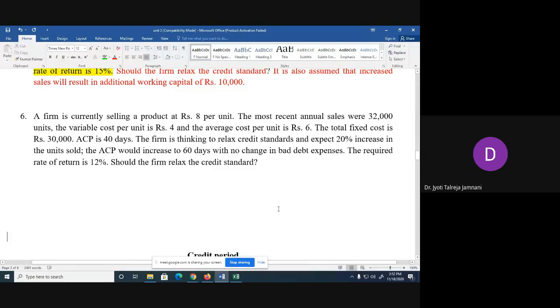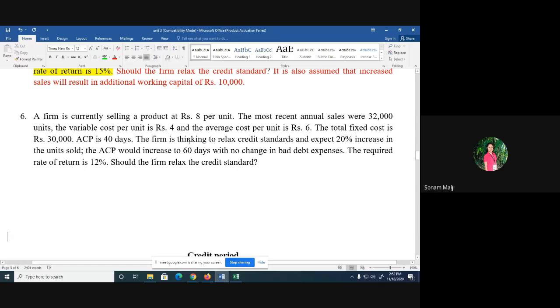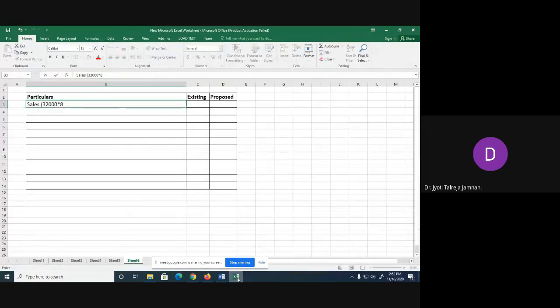So first we will find the value of sales. As of now, the firm is selling 32,000 units. So we'll write here sales, 32,000 units into what is the price per unit? It is sold at 8 rupees. So 32,000 into 8. How much do you get? 2,56,000. 2,56,000 is the sales for the existing.